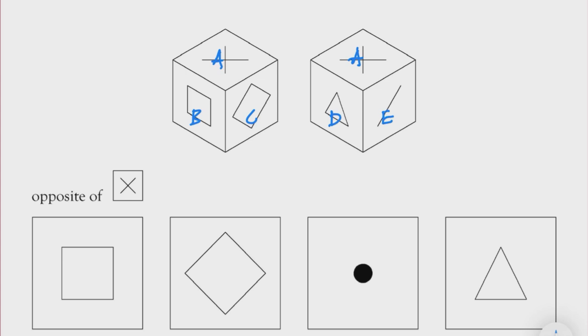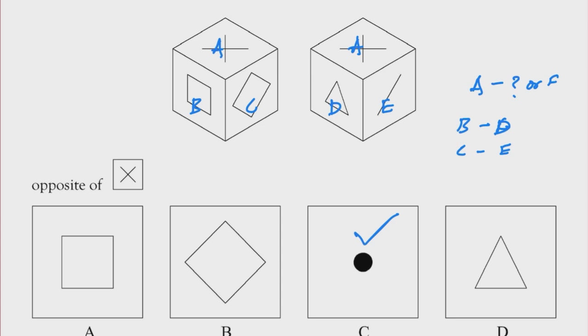So something opposite to A was a question mark or F, because B is opposite to D and C is opposite to E. So find a figure which is not there in the dices. So the only figure which is not there is option C. Therefore, option C is the correct one in this case. Let's move to the next question now.